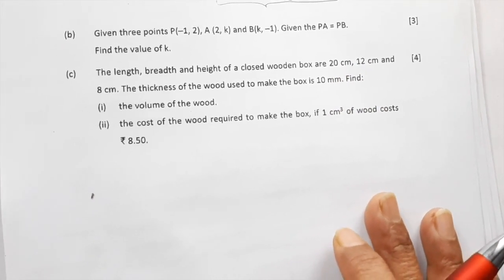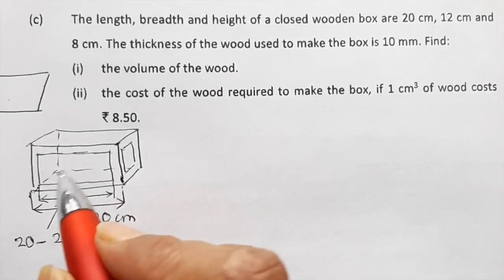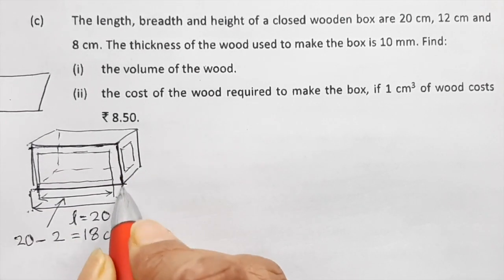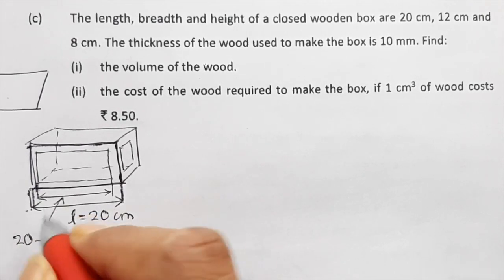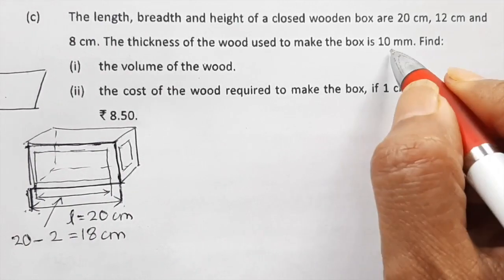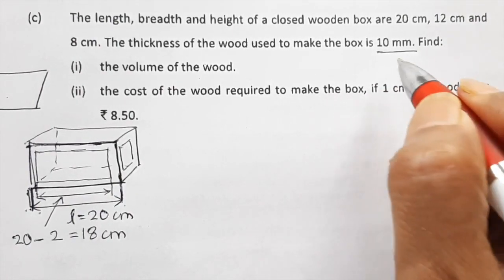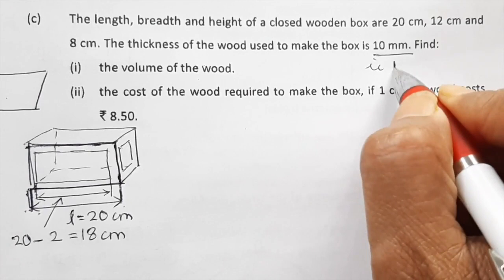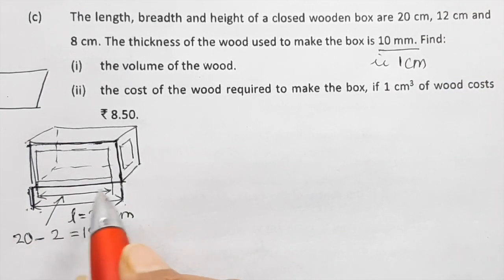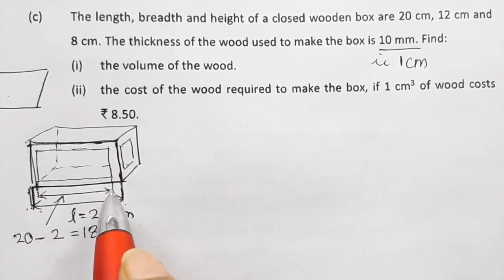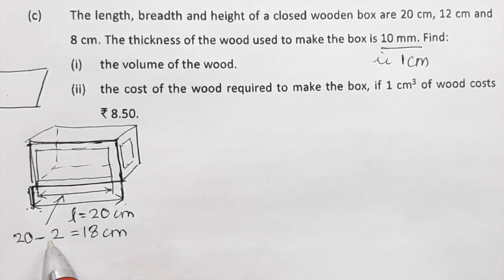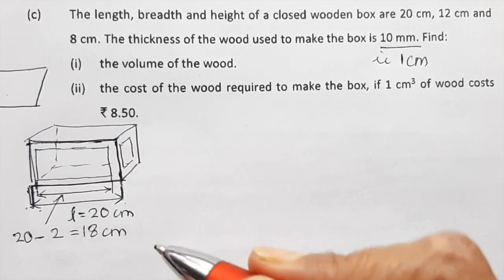Now to begin with, when we have something like this, it's always better to have a diagrammatic representation. So let's just do that. I have drawn this box, the external length from here to here. This is 20 centimeters and the thickness of the box is 10 millimeters, which means it is 1 centimeter. So the internal length is going to be 20 minus this 1 centimeter and 1 centimeter, which means 20 minus 2, that is 18 centimeter.